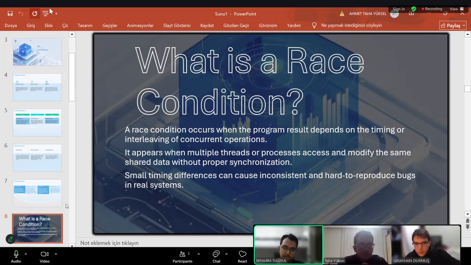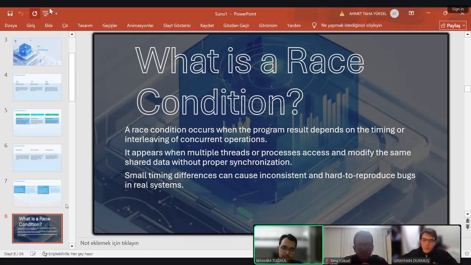So, what is the race condition? A race condition occurs when the program result depends on the timing or interleaving of concurrent operations. So when two specific tasks want to achieve the same result, for instance, when we have one bank account and it has a wallet, and two people want to access it at the same time and withdraw the same amount.